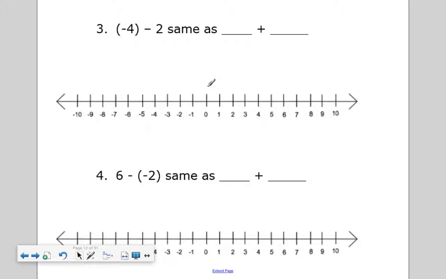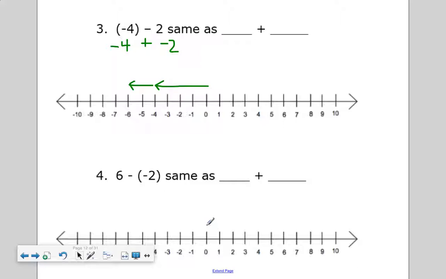So 0, I go 4 units to the left, negative 4. Minus 2, I need to go 2 units to the left. So the answer is negative 6. How can I rewrite this as an additive expression? Negative 4. Add the opposite of 2, which is negative 2. Negative 4 plus negative 2 is negative 6.